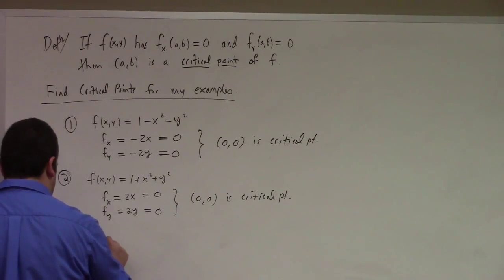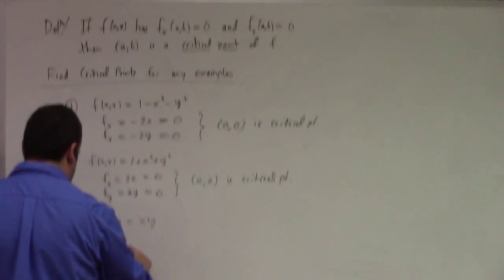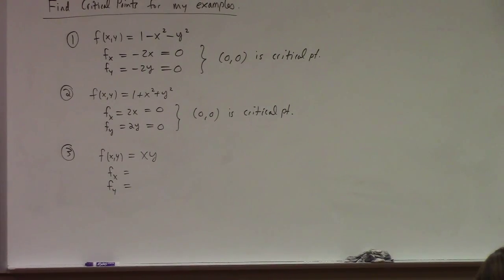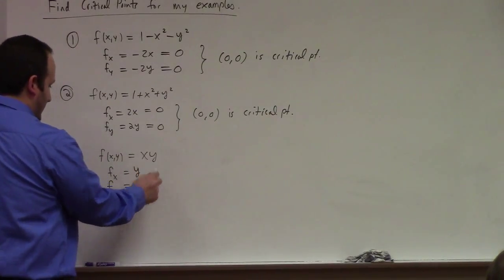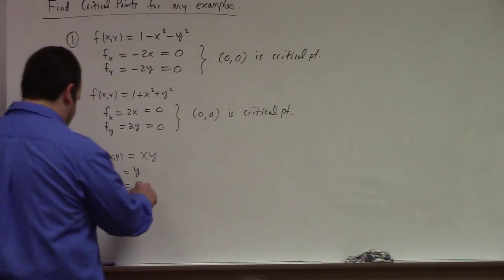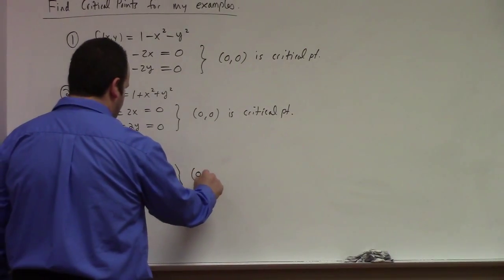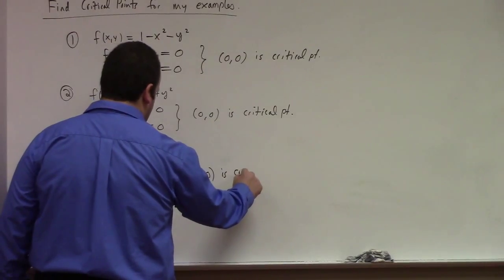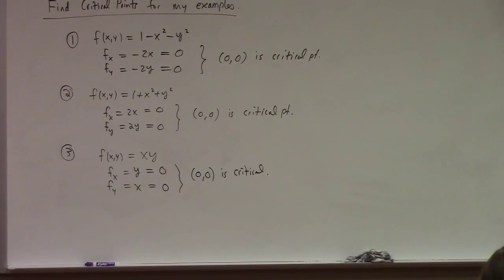We have what? f of x y equals x y. This time f_x is equal to what, and f_y is equal to what? Finally, a little bit of variety here. f_x is what? y, right? I mean, why not? How about f_y? It's x. Yes. All right, so this is equal to 0, this is equal to 0. These equations are really easy to solve. Like, there it is. Okay, so 0, 0 is critical. How about example 4?